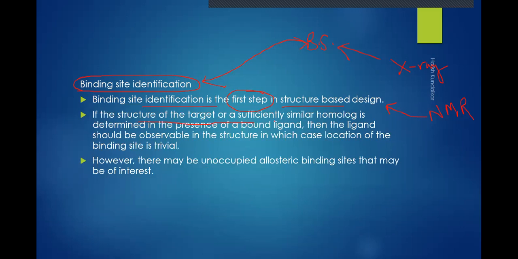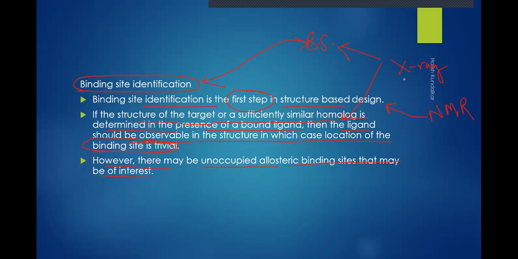So if the structure of the target or a sufficiently similar homologue is determined in the presence of a bound ligand, then the ligand should be observable in the structure, in which case the location of the binding site is very, very easy. Okay, it becomes trivial. So here we are talking of X-ray crystallography or homology modeling. Okay. And then, however, there may be unoccupied allosteric binding sites that may be of interest. So even as a part of our X-ray crystal structure, we may have the knowledge of a binding site wherein the intrinsic inhibitor is found in the bound state.